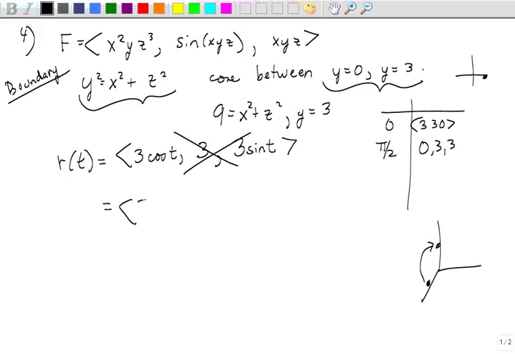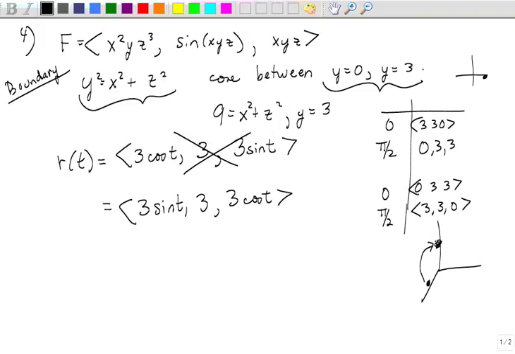So let's just switch them around. We'll do 3 sine t, 3, 3 cosine t. And at 0 here, we're going to get 0, 3, 3. So we get 0, 3 first. And then at pi over 2, we're going to get 3, 3, 0. So 3, 0 is going counterclockwise. So this will go counterclockwise. We always have to make sure we are traveling around the curve in a counterclockwise direction.